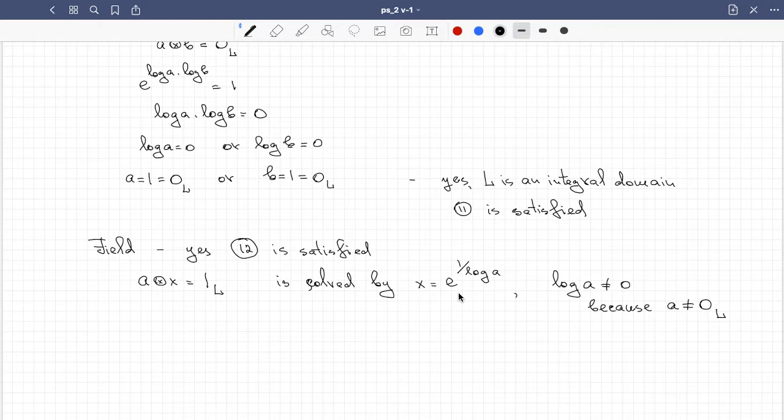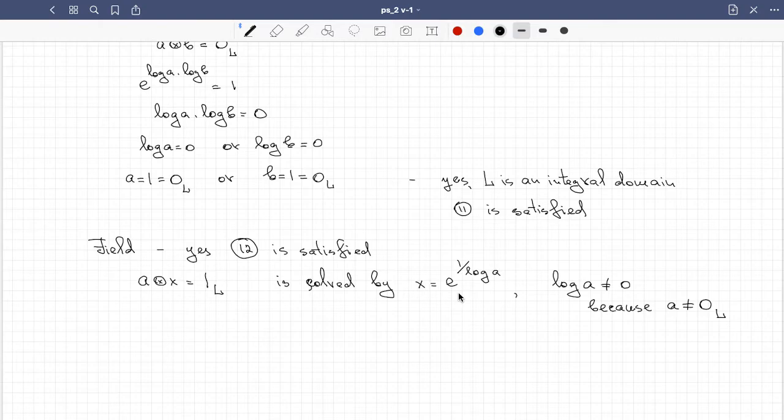So yes, we found finally that L, this set of positive numbers denoted by L in this case, is indeed a field with these operations. Now, what we did was a very straightforward check of all axioms. We found that this is a ring. After that, we checked all requisite properties to find that this ring is eventually a field.